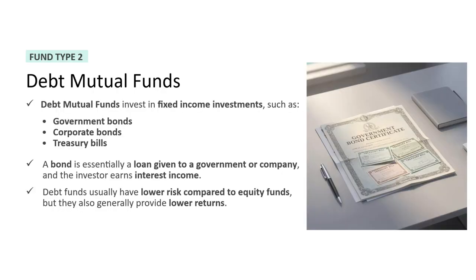Fund type 2 is debt mutual funds. Debt mutual funds invest in fixed income investments like government bonds, corporate bonds, and treasury bills. A bond is essentially a loan given to a government or company, and the investor earns interest income. Debt funds usually have lower risk compared to equity funds, but they also generally provide lower returns.